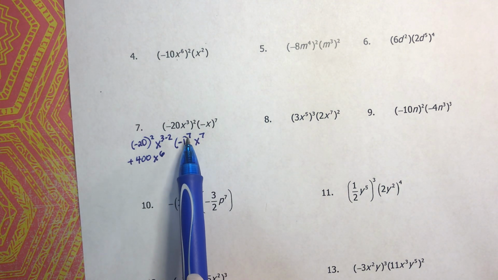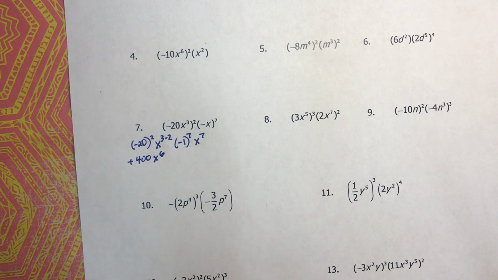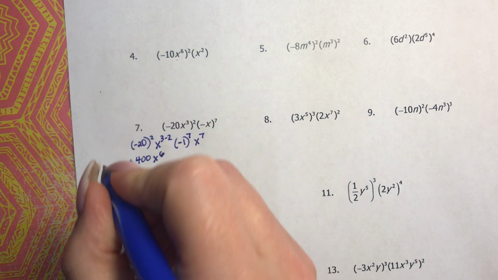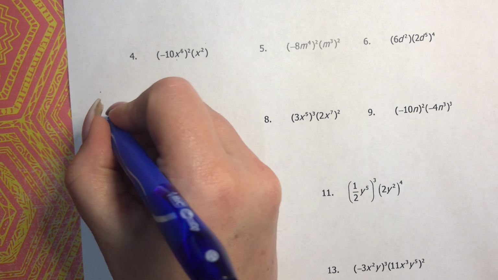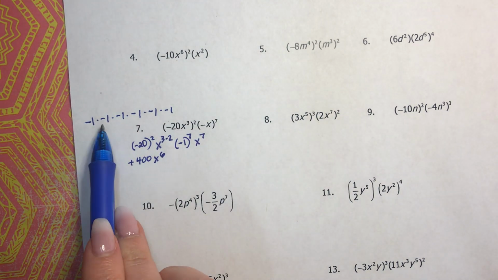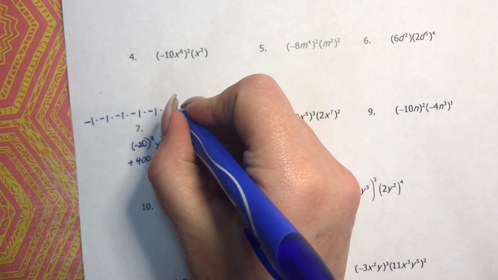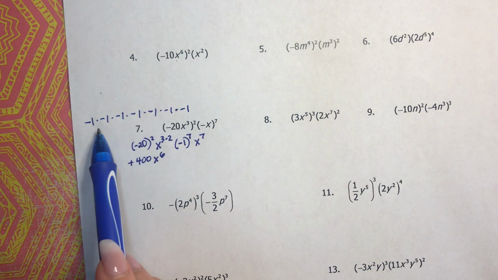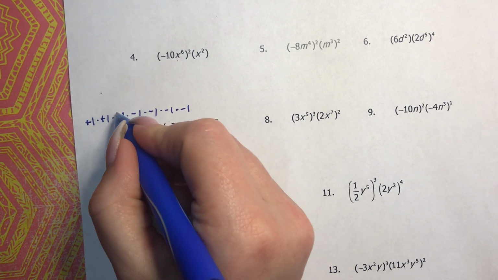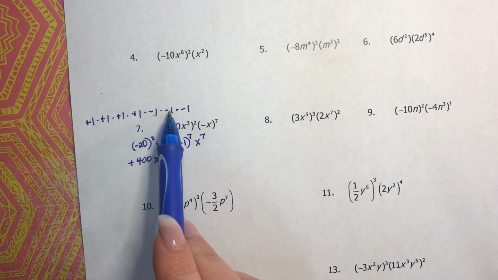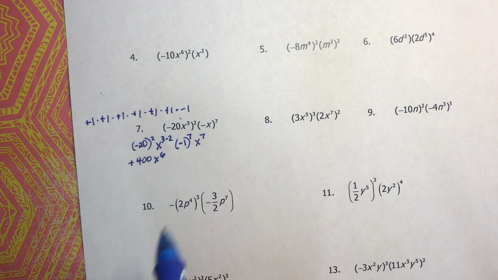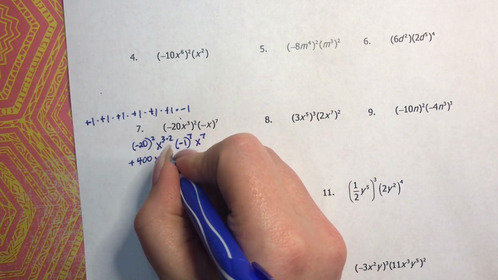Then we have this negative 1 raised to the 7th power. If you think about that, I'll write it up here: negative 1 times negative 1 times negative 1 times negative 1 times negative 1 times negative 1, right? 1, 2, 3, 4, 5, 6, 7, right? So if you think about it, this negative times a negative is going to be positive. This negative times a negative is going to be positive. And then a negative times a negative is a positive. And then we're just left with a positive times negative, which means that this is actually going to end up being a negative 1.